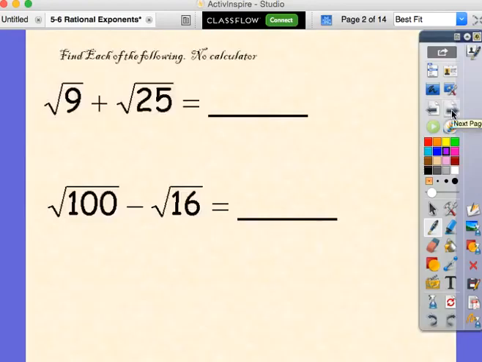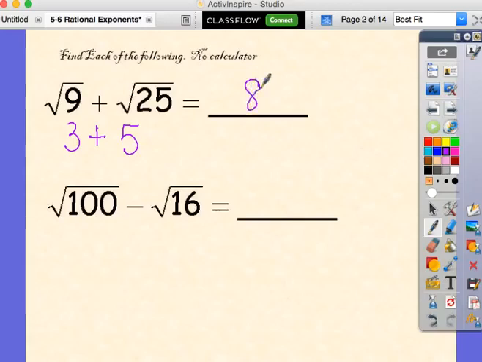For some of them. Now we're going to start out with a review of what we've done the past couple of days. So these beginning ones are not going to be anything new. Okay, so find each of the following. Remember, we are not using a calculator. The square root of 9, a number times itself that is 9 would be what? 3. So put a 3 under here. Plus, the square root of 25 is 5. And then 3 plus 5 would be 8.